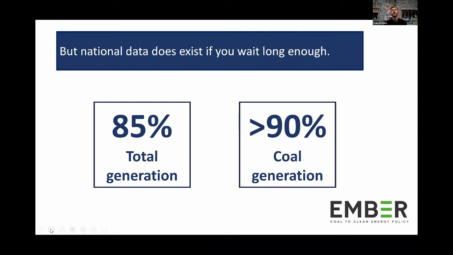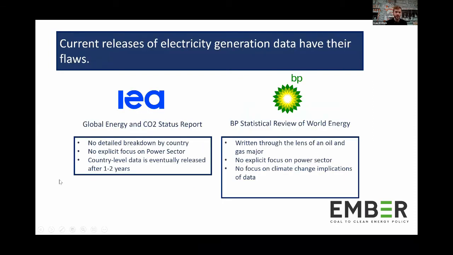But a good question to ask is, who else is collating all this data? There are two main organizations that currently do, other than ourselves, and the releases of electricity generation data by those organizations do have their flaws. I think Bryony touched on this at the start. The IEA released their global energy and CO2 status report in March. However, there's no detailed breakdown by country, and it lacks a specific power sector focus. When they do release their country level data, it's only released after about 1 or 2 years.